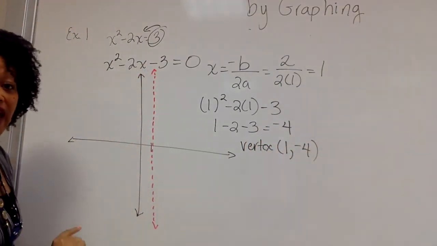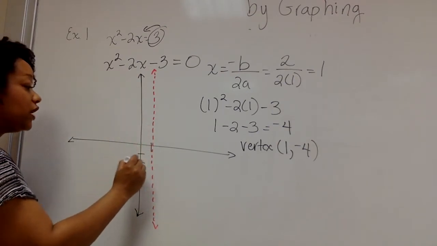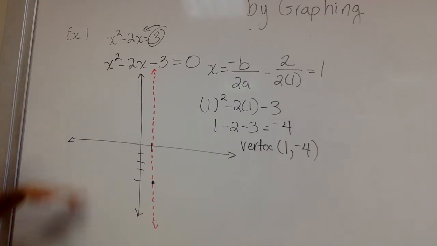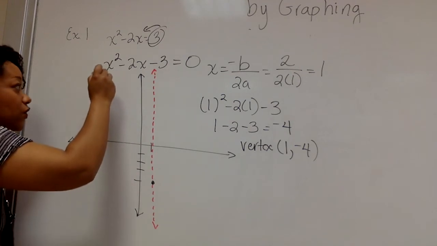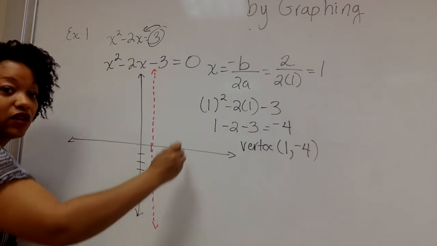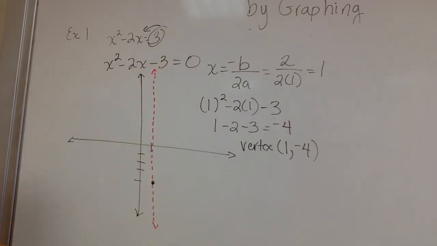So let's plot that. You already got your 1 because you're at the dashed line. So you're going to go down 4 right there. There's your vertex. Now, looking at our equation, my A is 1. So I know that my parabola is going to go down, down, down. And when it hits the vertex, it's going to go up. So we've completed step 2.